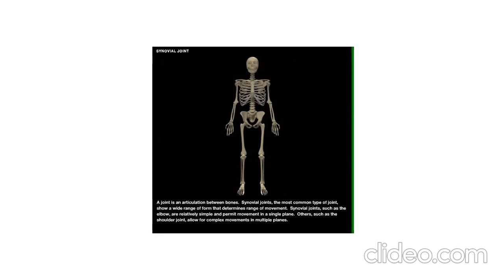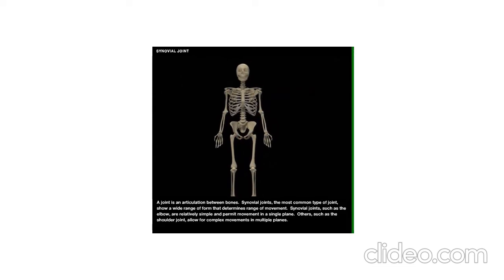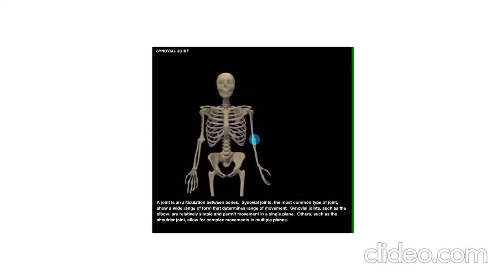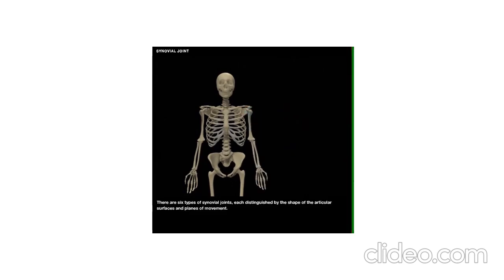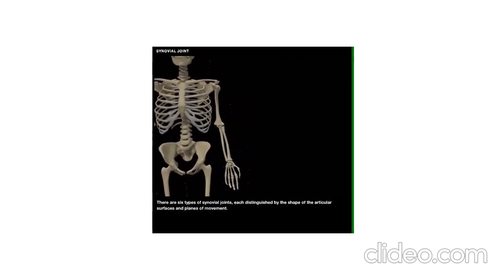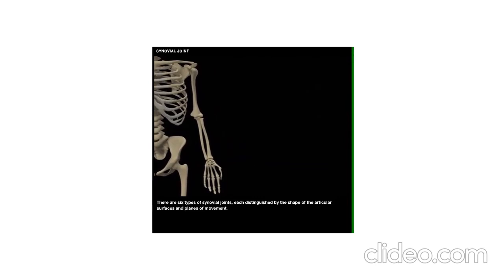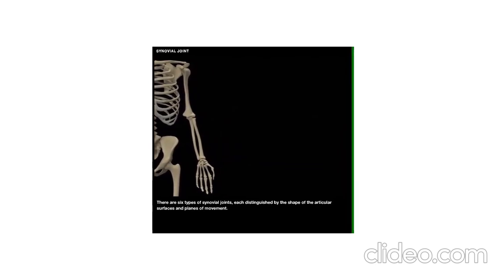A joint is an articulation between bones. Synovial joints, the most common type of joint, show a wide range of form that determines range of movement. Synovial joints, such as the elbow, are relatively simple and permit movement in a single plane. Others, such as the shoulder joint, allow for complex movements in multiple planes. There are 6 types of synovial joints, each distinguished by the shape of the articular surfaces and planes of movement.